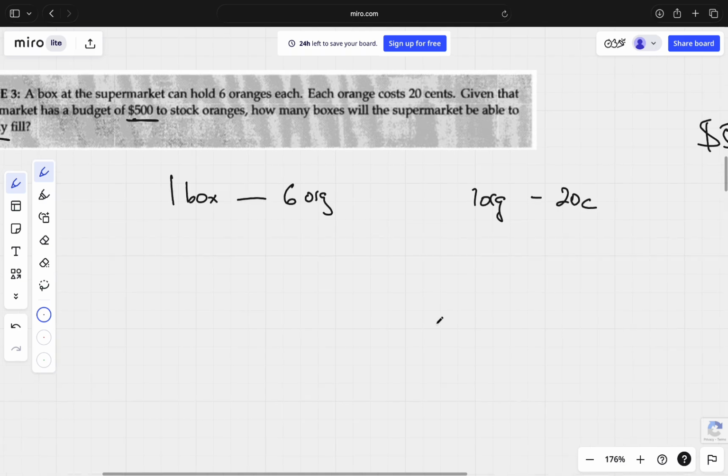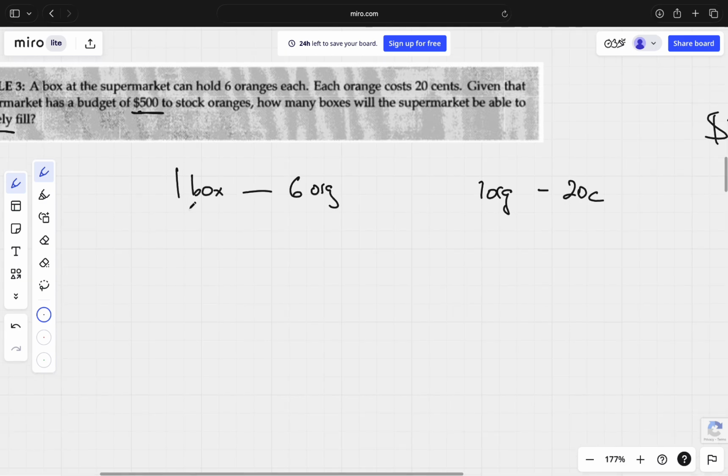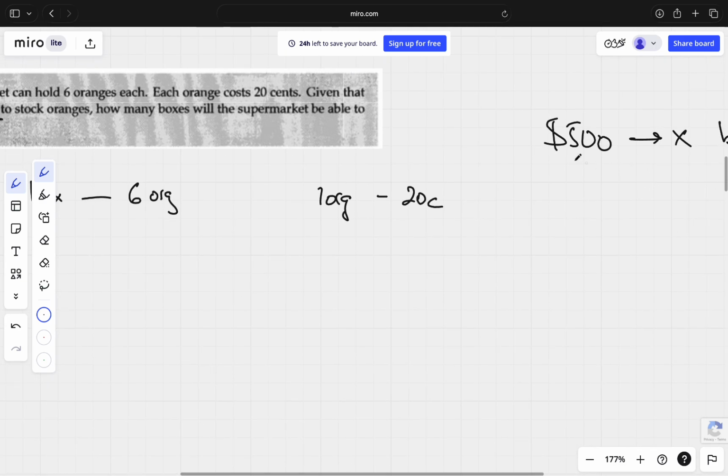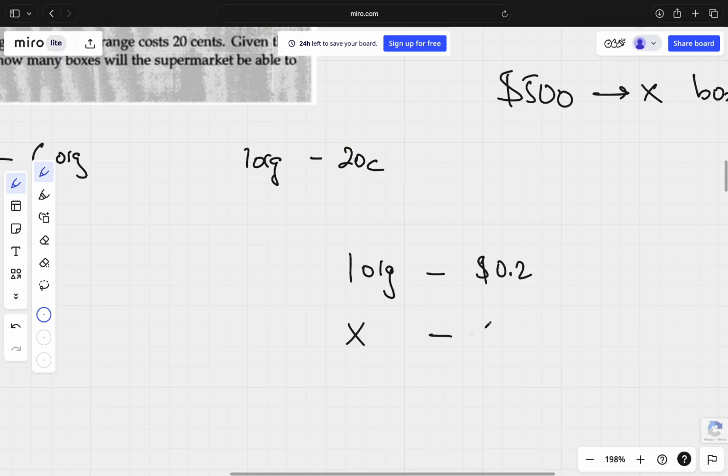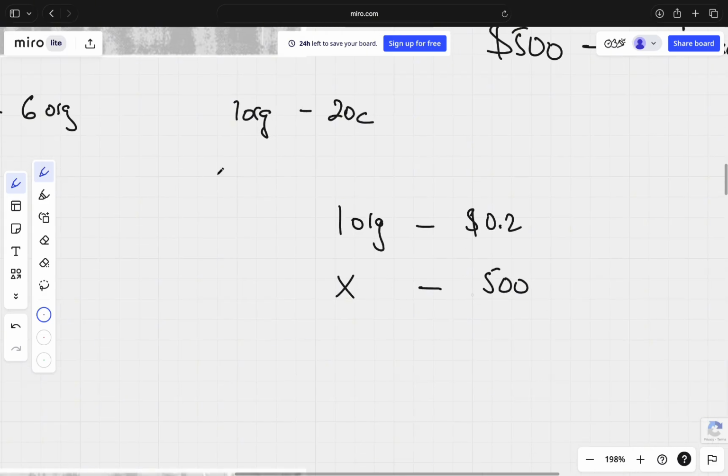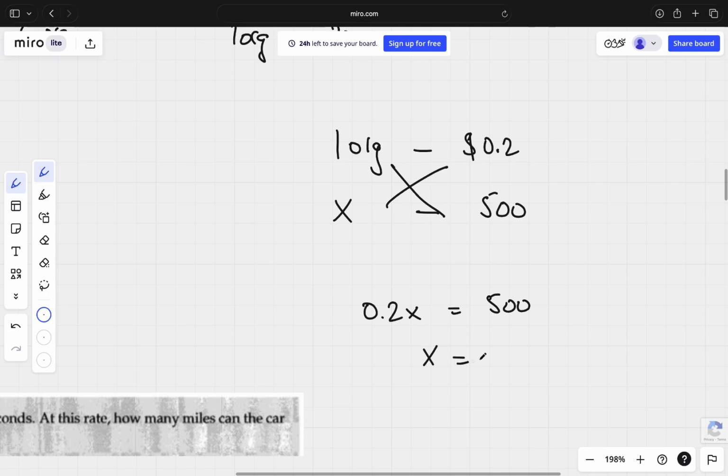Okay, so we know that in one box we have 6 oranges. So let's first find how many oranges we can have with $500. So 20 cents, we can write that as one orange costs $0.2, which means we can find x oranges will be $500. Now, if you cross multiply, you're going to get 0.2x is equal to 500 times 1, which is 500. So 500 divided by 0.2 is going to give you 2500. So x is going to be 2500, which means we have 2500 oranges.